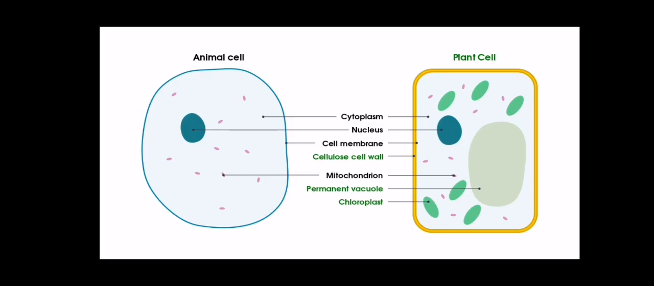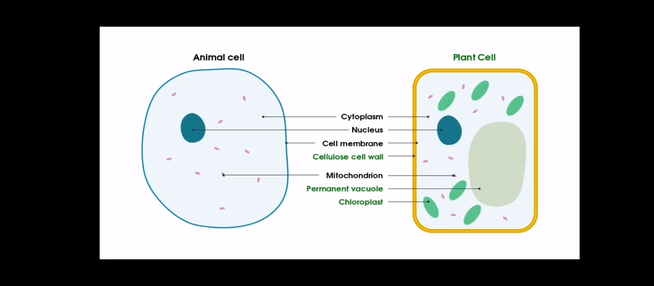This is just a comparison diagram, which you can see of an animal cell and a plant cell. The structures they have in common are in black: cytoplasm, nucleus, cell membrane, and mitochondria. The green parts are the additional ones which only the plant cell has. Remember this: cellulose, meaning the cell wall, permanent vacuole, and chloroplast.